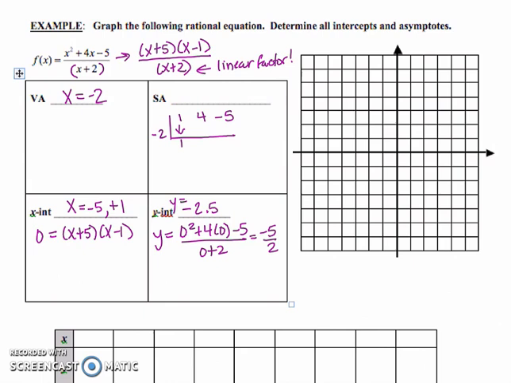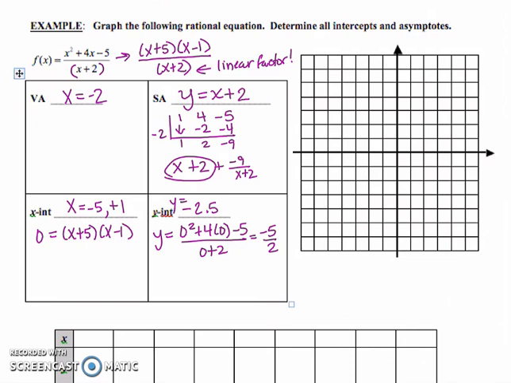We drop the 1. -2 times 1 is -2. Plus 4 is 2. -2 times 2 is -4. Plus -5 is -9. So our polynomial that we get is 1x plus 2, and then our remainder is -9 over x plus 2. But we don't care about the remainder for slant asymptotes. We just care about this part right here. So our slant asymptote is going to be the line y equals x plus 2.